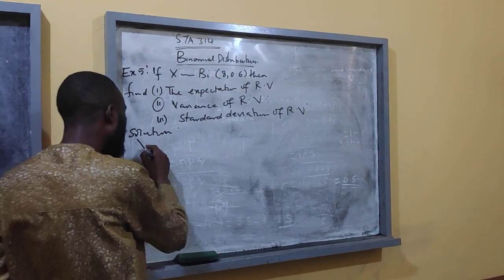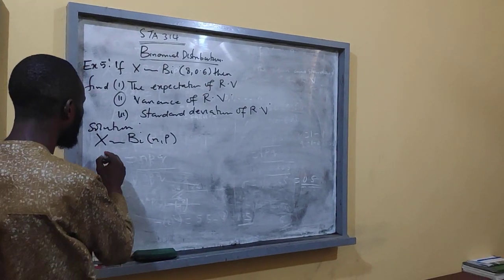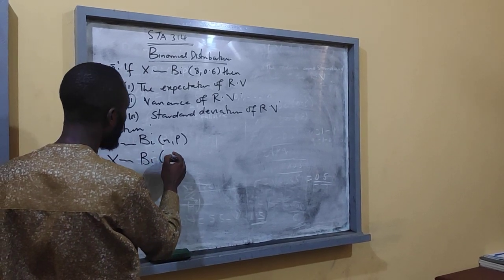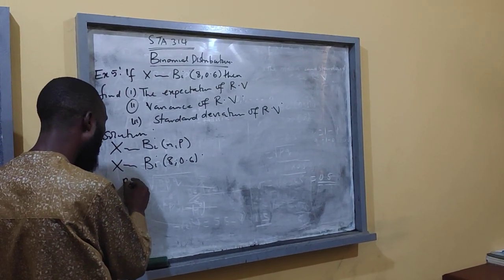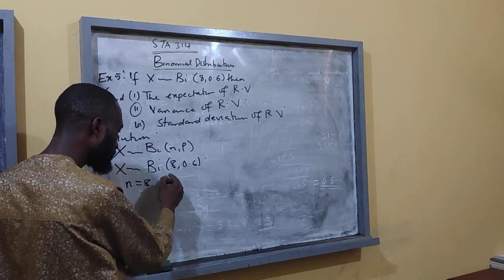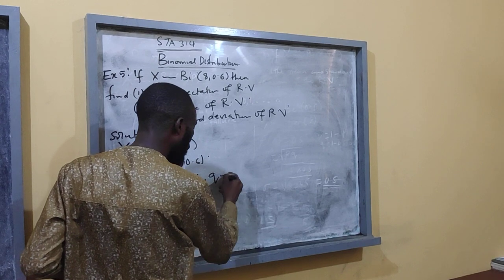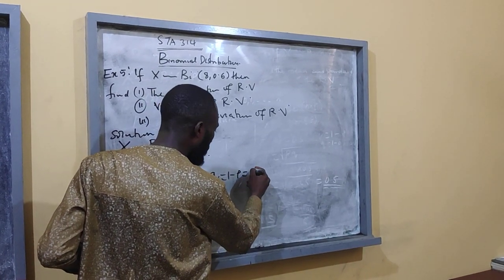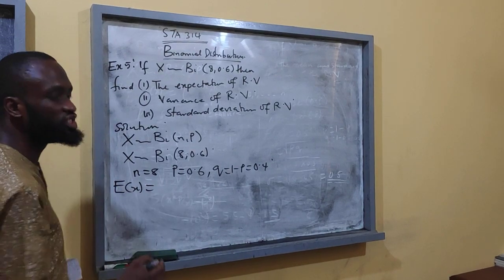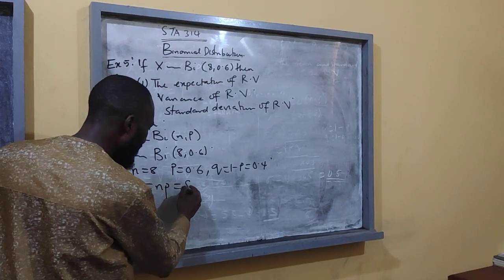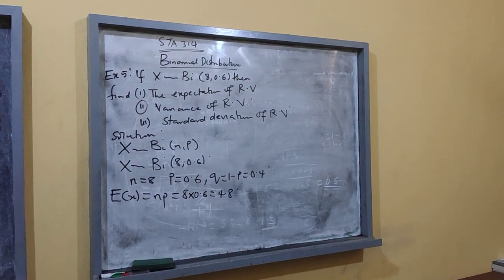Now, our standard binomial representative is np. Now let's compare with what we are given. We are given 8, 0.6. From here, you will see that our n is equal to 8 and our p is equal to 0.6. Then we can easily get q. Our q is 1 minus p, which is 1 minus 0.6, which is 0.4. Then the first question asks for the expectation. My expectation is np, and what is that? 8 times 0.6, which will give me 4.8. That is the expectation of the variable.